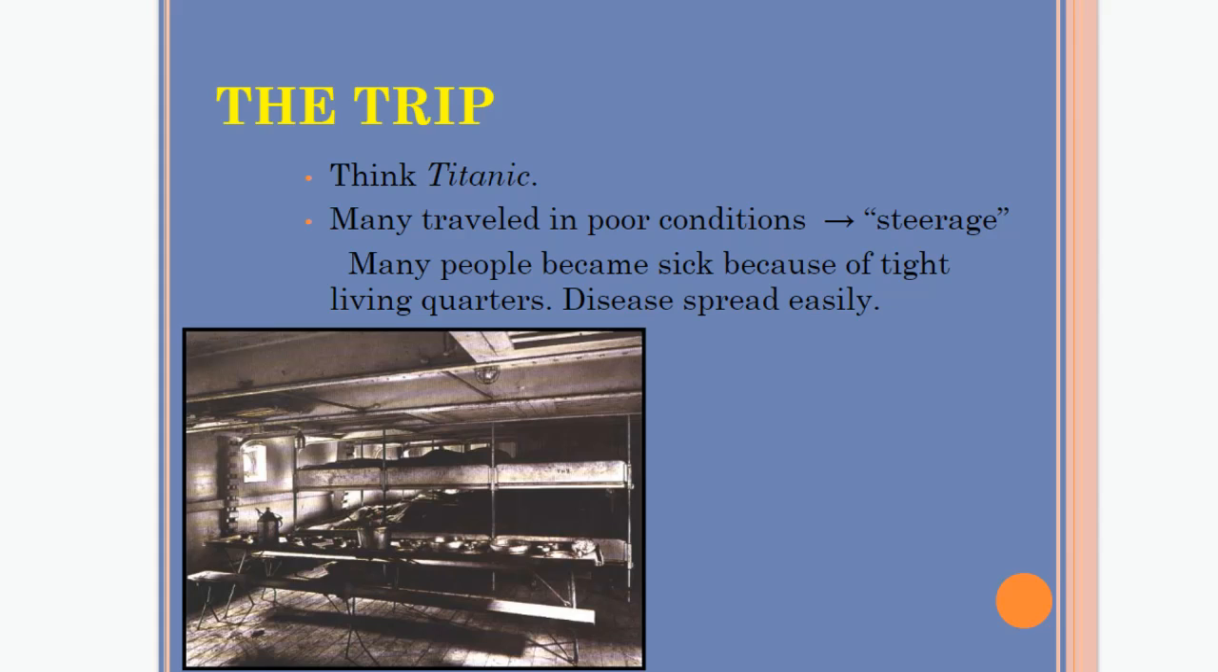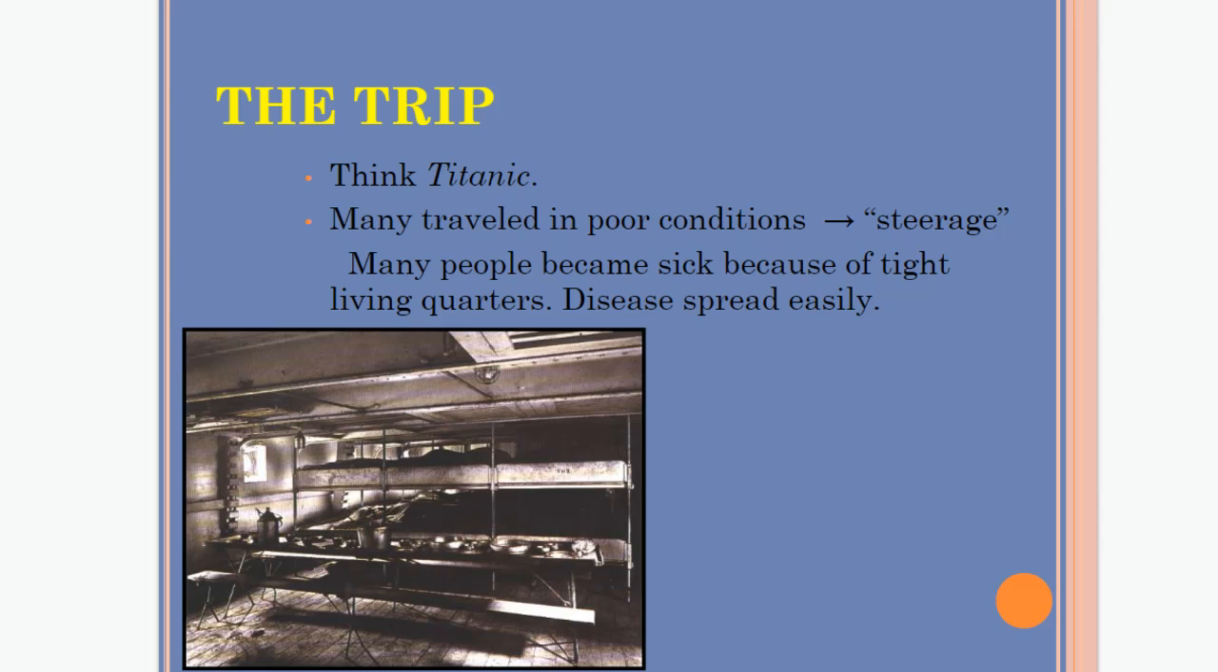So on the trip, I want you to think of the movie The Titanic, or the boat The Titanic. Many people traveled in poor conditions, what we call steerage, lower quarters. These people became sick because of tight living quarters, and disease spread easily. I'm not trying to even come close to comparing this to things that have happened in the past, like the slave trade, but you have a situation where the quarters are not up to health standards, and it's still a long journey. And again, these people are risking their lives. They're risking everything that they have for the chance at a better life.